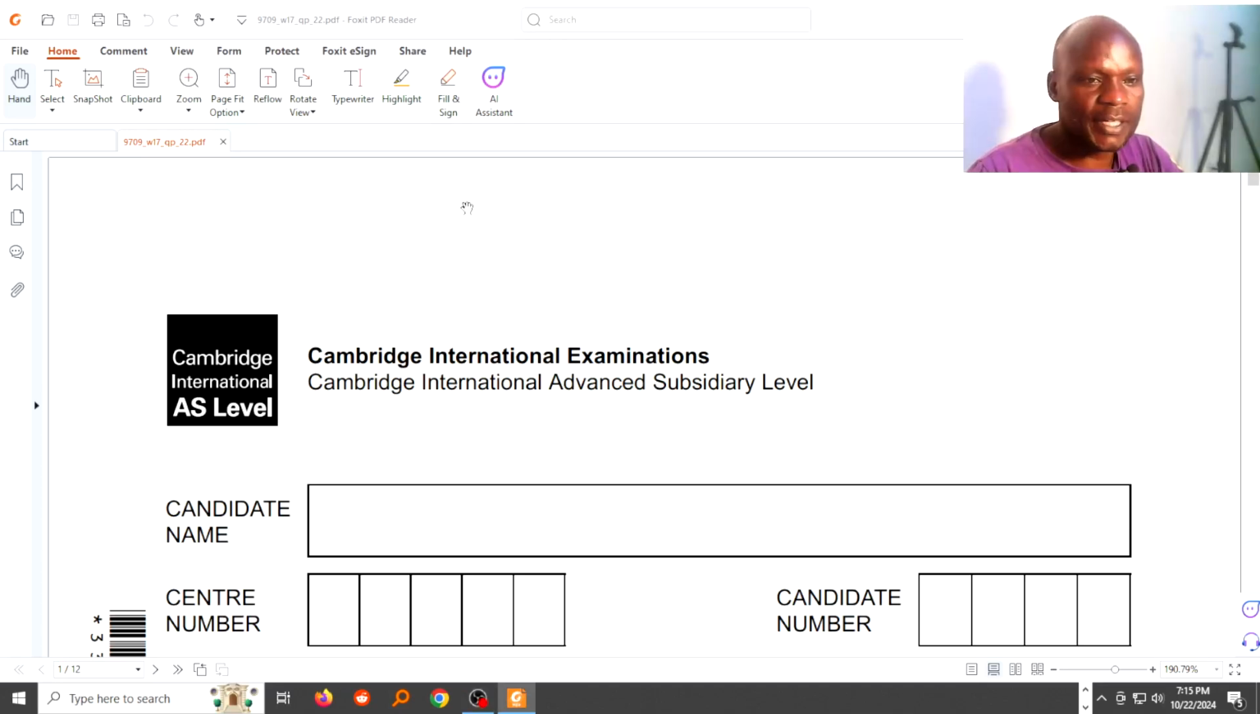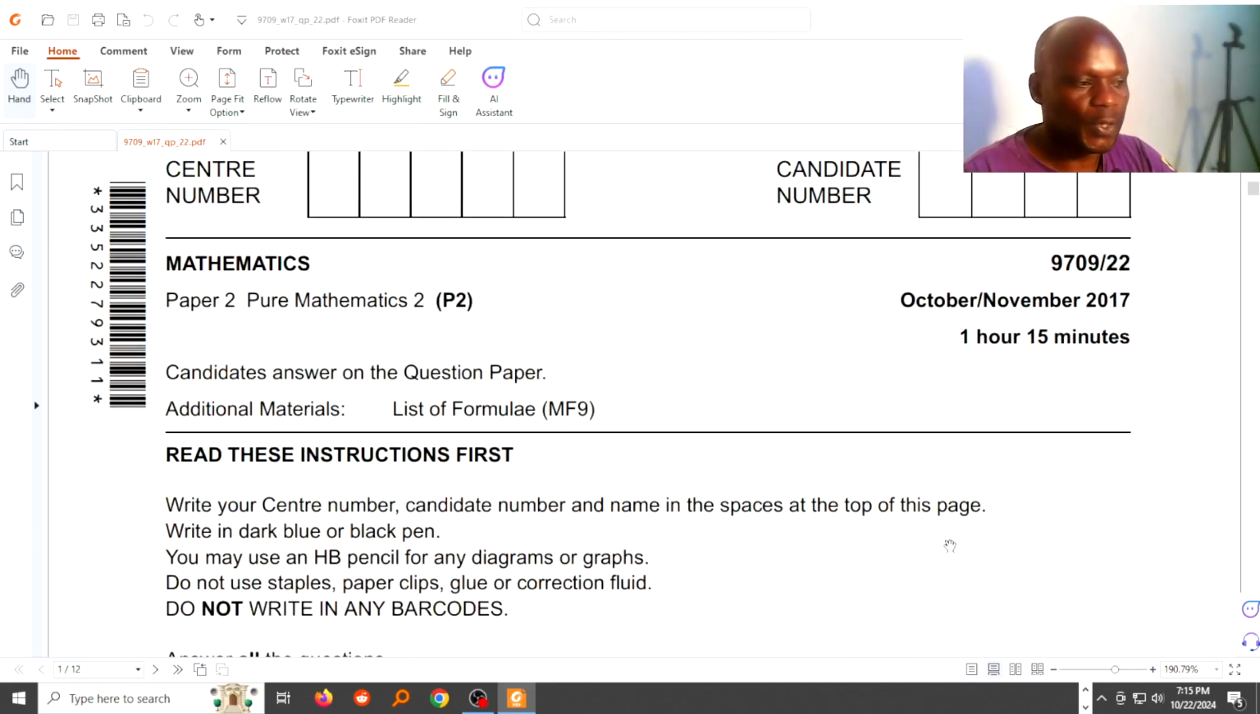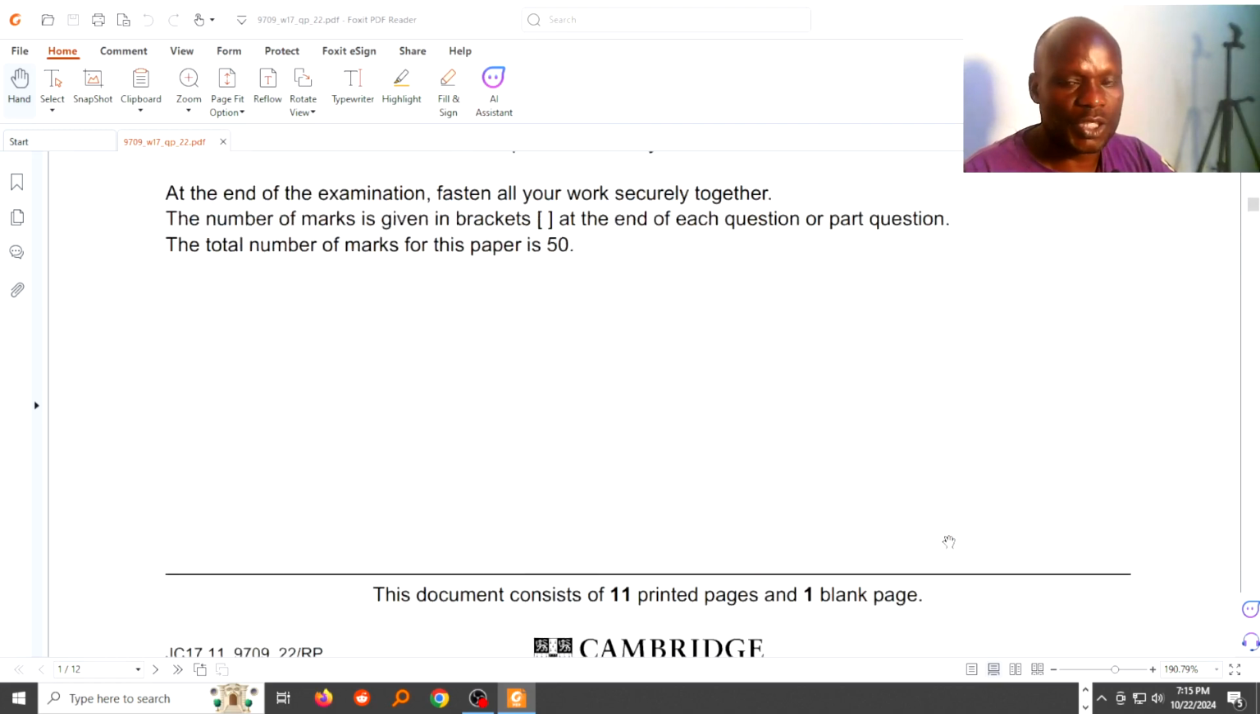Hello, we consider a question from Cambridge International Examinations, that is Cambridge International Advanced Subsidiary Level, and this is Paper 2, Mathematics, Pure Mathematics 2. The code is 9709/22, October/November 2017. So the question of interest is question 7.